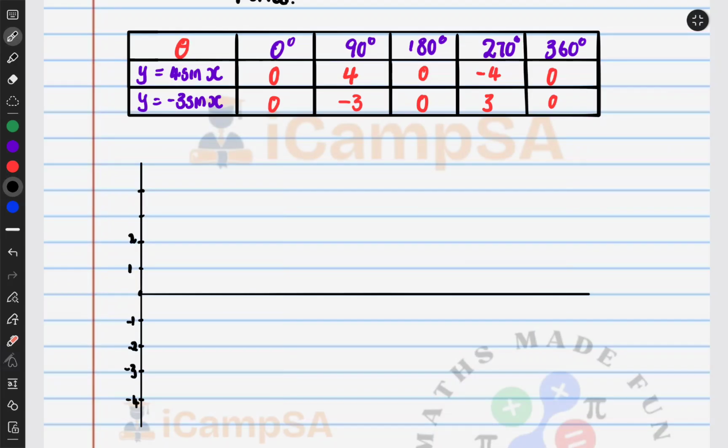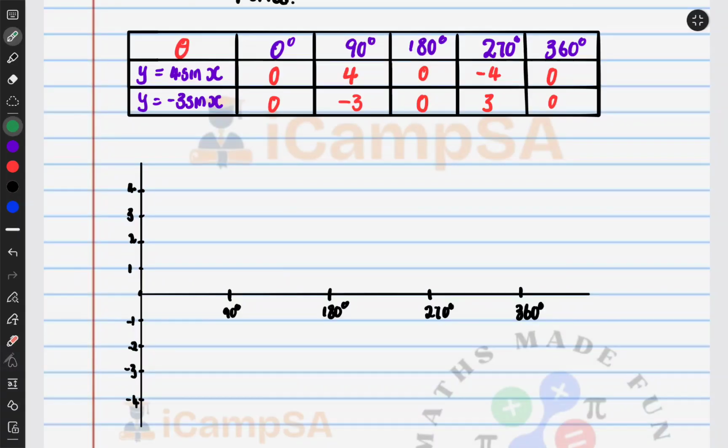We have 1, 2, 3, 4. Then we have 0, 90, 180, 270, 360. Okay, let me actually stretch that one a bit. We have 90, 180, 270, and 360. Okay, let's start with the first function of y is equal to 4 sine x.